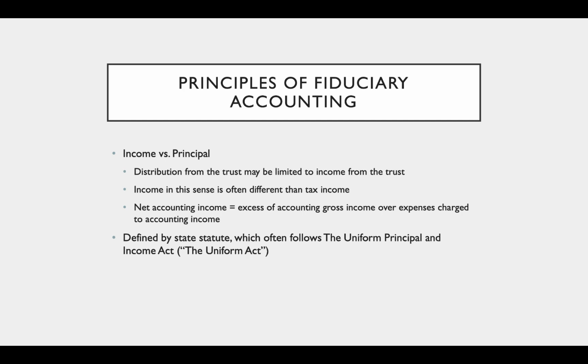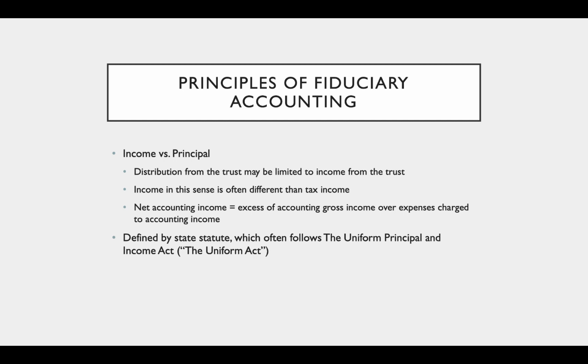We first have to decide if we have income or principal. So income versus principal. A principal is generally what you think of. The corpus of the trust that was transferred in trust is the principal. And then we're going to talk about other things that we classify as principal. The assets that earn, the money that is earned, is generally income. A distribution from the trust may be limited to income from the trust. It often is. So every year, the trust may be allowed to pay out all the income but none of the principal. Income in this sense is often different than tax income.